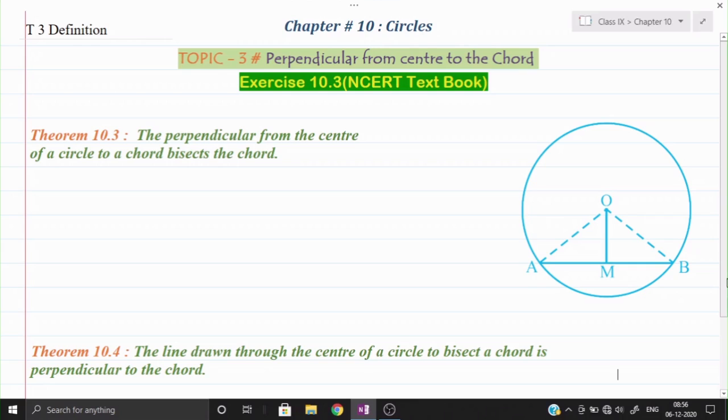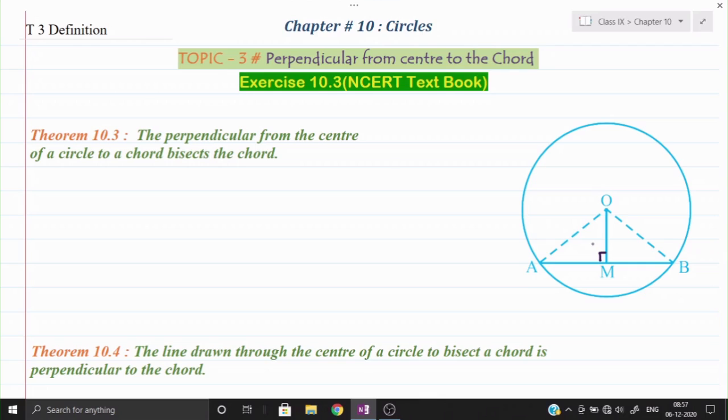We are making the perpendicular from the center O. We have one center here, O, and from the center we are making one perpendicular onto the chord, whose name is OM. So suppose OM is a perpendicular from the center to the chord AB. Now this perpendicular will divide the chord AB into two equal parts. That is the theorem statement given to us.